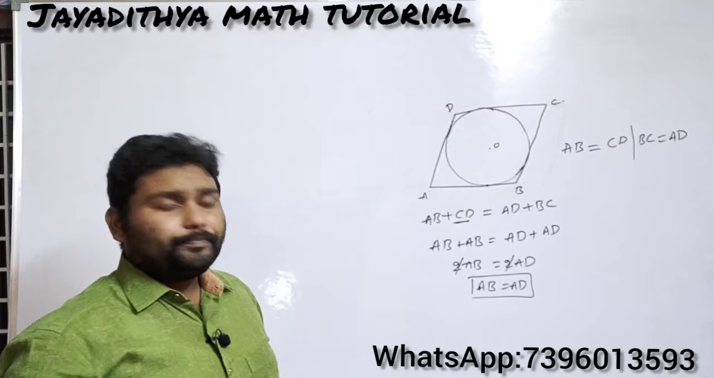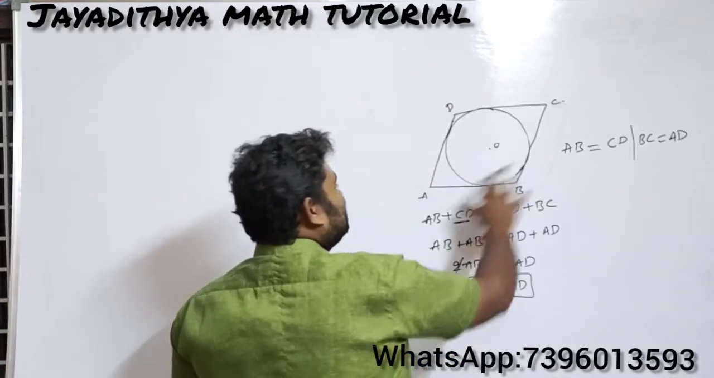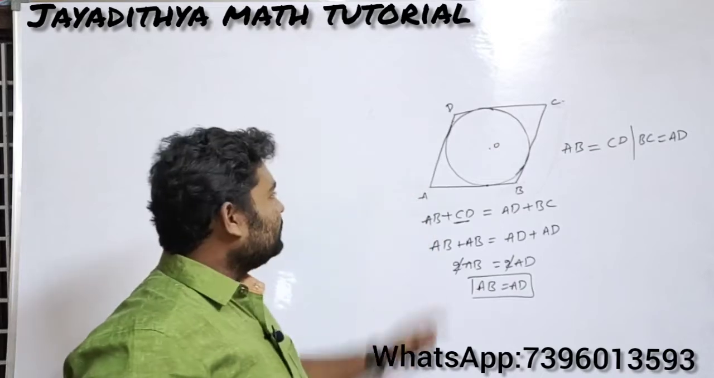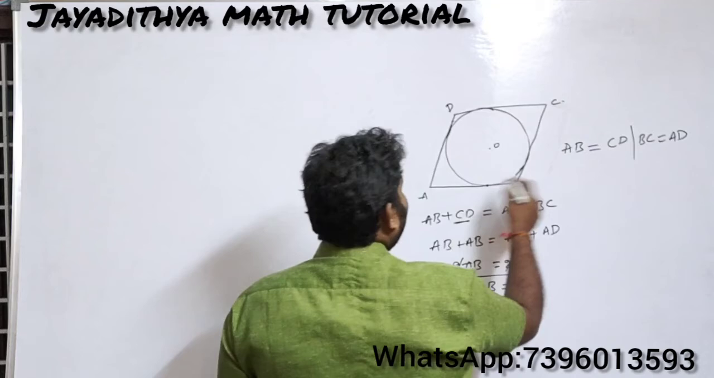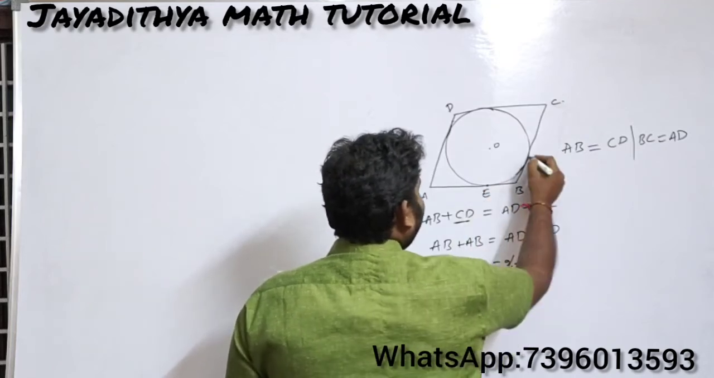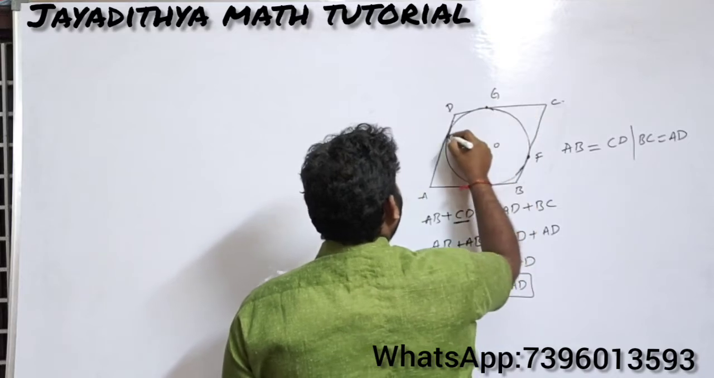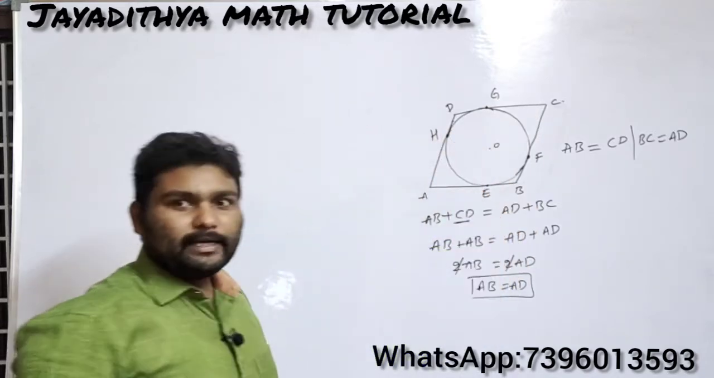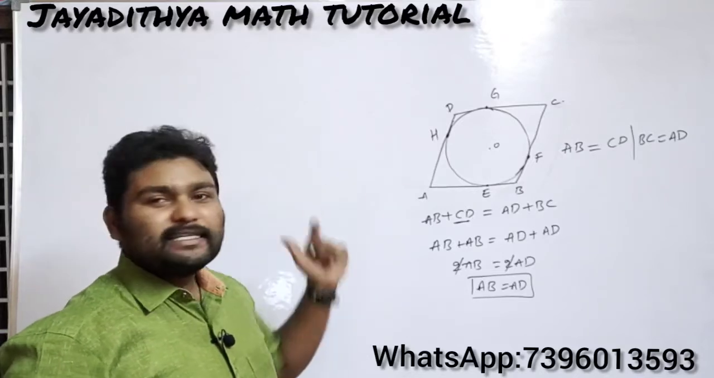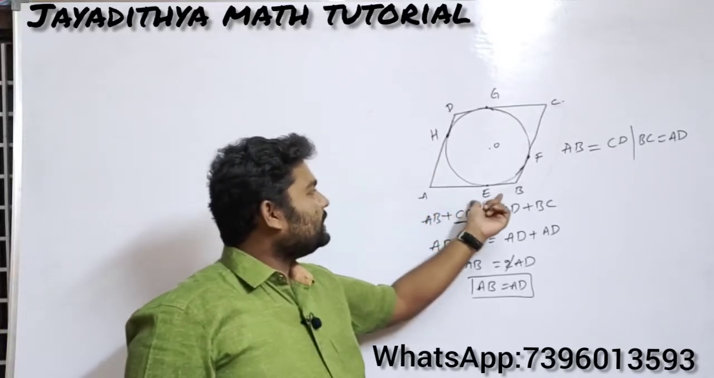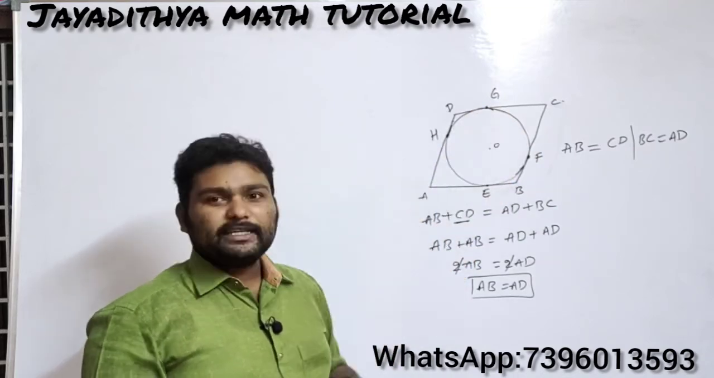Okay, but if the same question is asked for 4 marks, how to write, see here. This is a parallelogram circumscribing the circle. So each side is touching the circle at different points here. Take the points. Here I am taking it as E. Here it is touching at F. This is G, and I am taking this point as H. Clear? So the sides of the parallelogram are touching the circle at 4 different points. What are those? E, F, G and H.